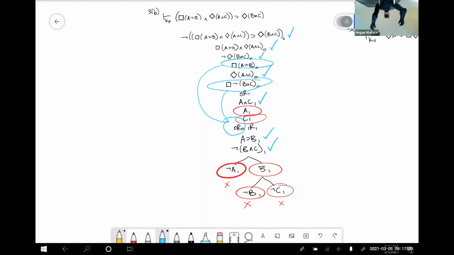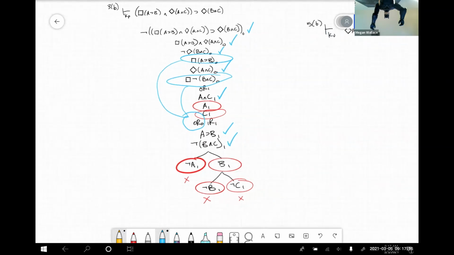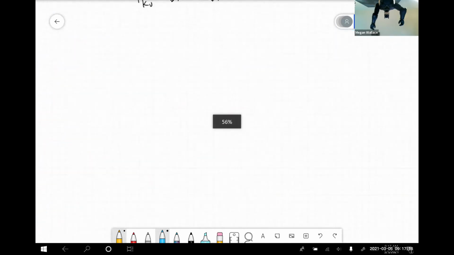Okay, so that is 3B. If you have any questions, please let me know. I'm just going to keep going. So let's go over here to 5B. I'll try and roll through this pretty quickly.